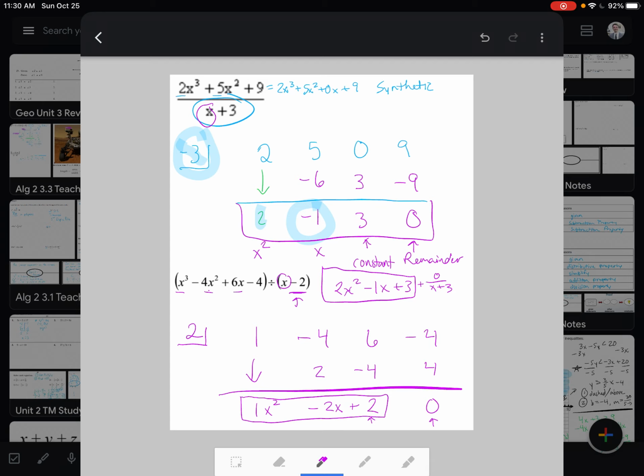So practice writing these out. We will do some more examples in class. They get a little bit complicated, but glad that we could see a few examples of synthetic, a few examples of long division. Again, we will need to know how to do both of them, so important to practice both.